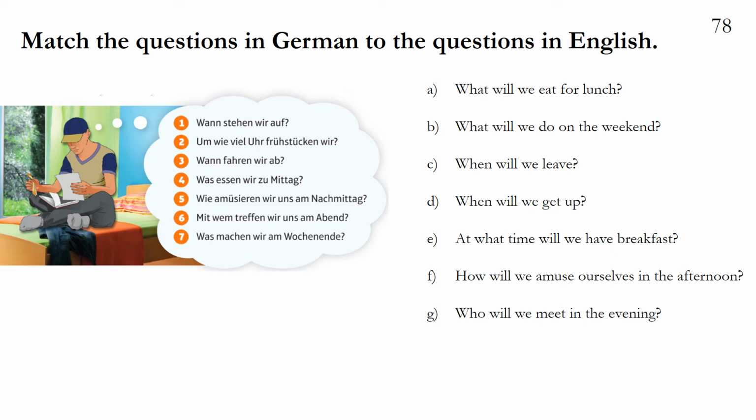1. Wann stehen wir auf? 2. Wie viel Uhr frühstücken wir? 3. Wann fahren wir ab? 4. Was essen wir zu Mittag? 5. Wie amüsieren wir uns am Nachmittag? 6. Mit wem treffen wir uns am Abend? Und 7. Was machen wir am Wochenende? What I'd like you to do is write out those 7 questions and translate them into English. I'd like you to pause the video now as I'll be going through the answers in a moment.